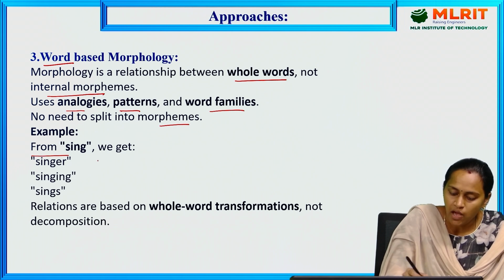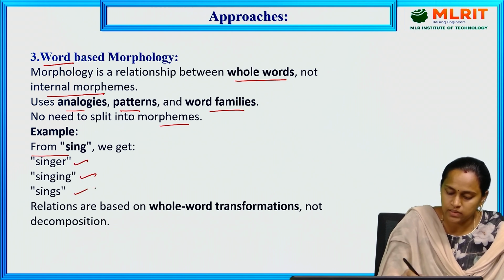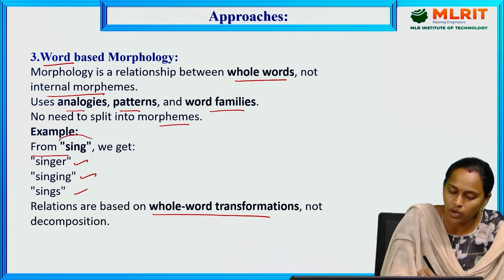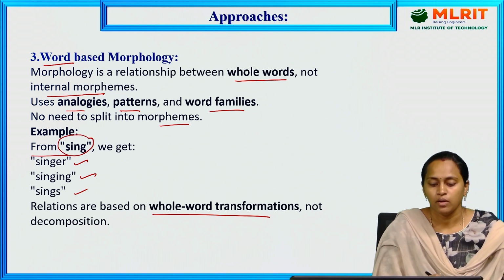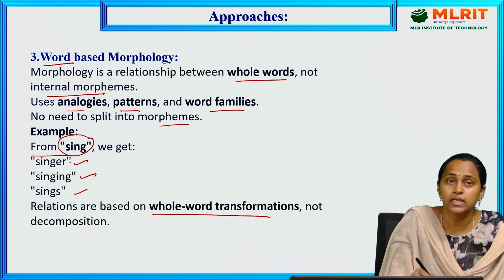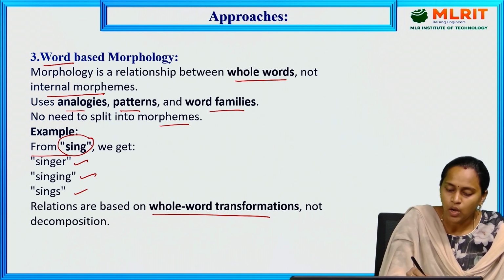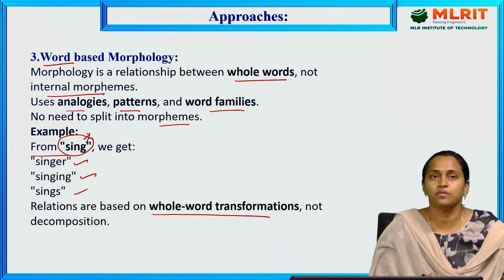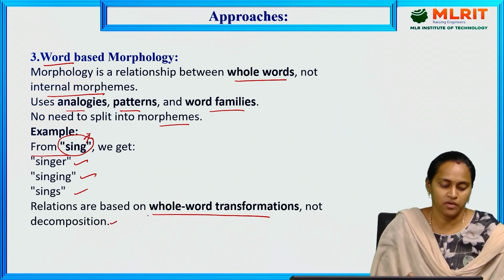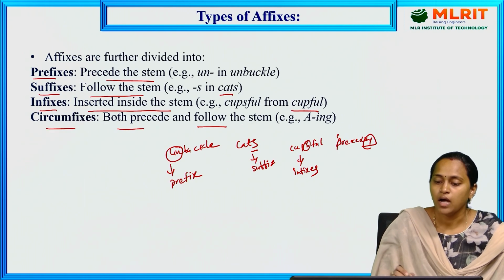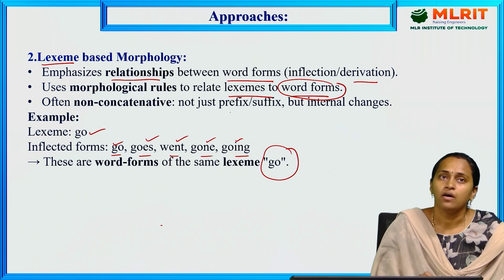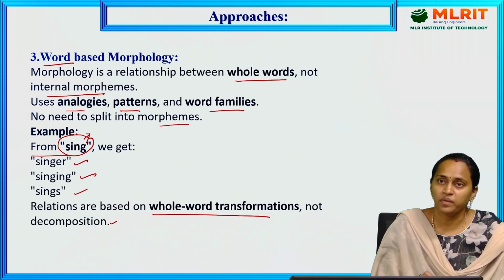From sing, we get singer, singing, sings. Relations based on the whole word transformation. This depends on the complete word sing, not only a single part, but the complete meaning. It means sing, singer, singing, sings come under the one word sing, not decomposition. Okay, this is the overall meaning of the approaches of morphology: morpheme-based morphology, lexeme-based morphology and word-based morphology.